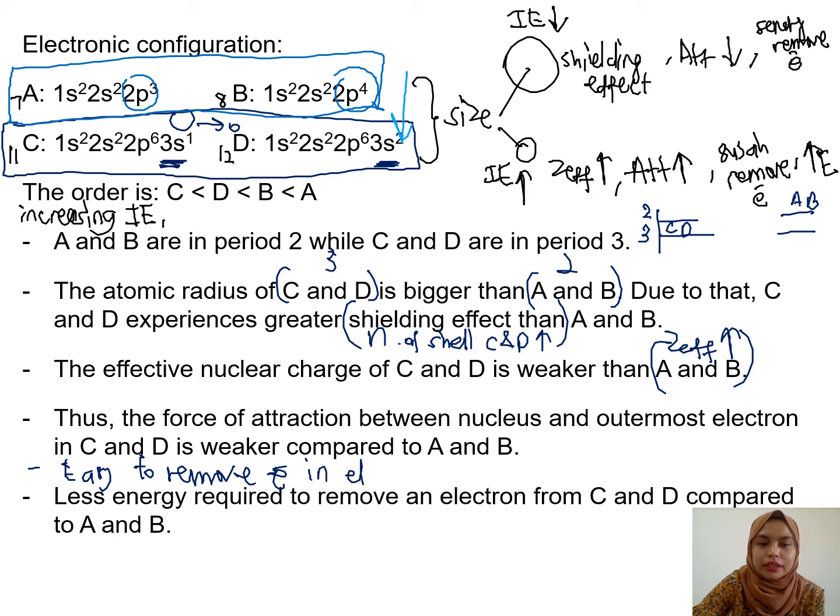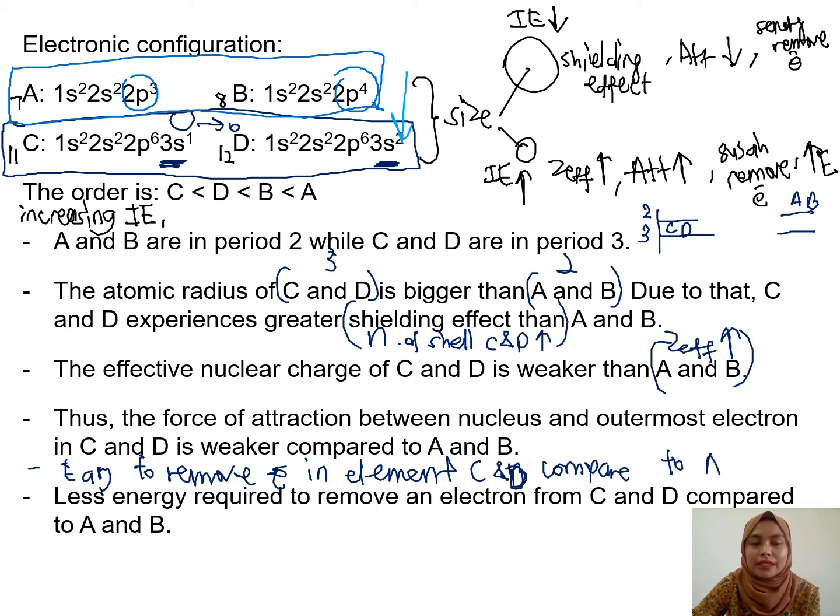in elements C and D compared to A and B. Okay, and then bila senang kamu nak remove electron dekat elemen C dan D, makanya you perlukan banyak energy tak nak remove the electron? Tak, you tak perlukan banyak energy. Therefore, bila less energy required to remove an electron dekat C dan D compared to A and B, that's why C and D dia punya ionization energy dia rendah. Okay, so first kita buat comparison between C dan D.